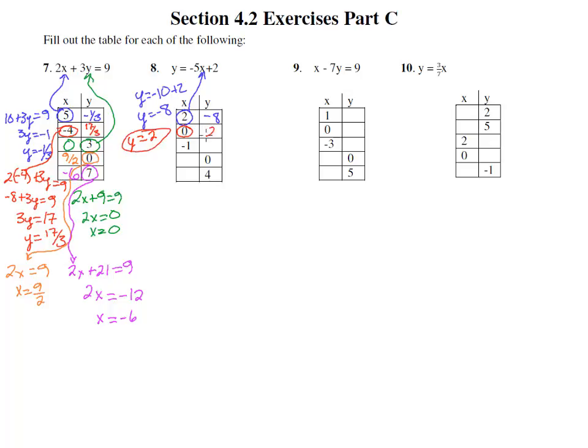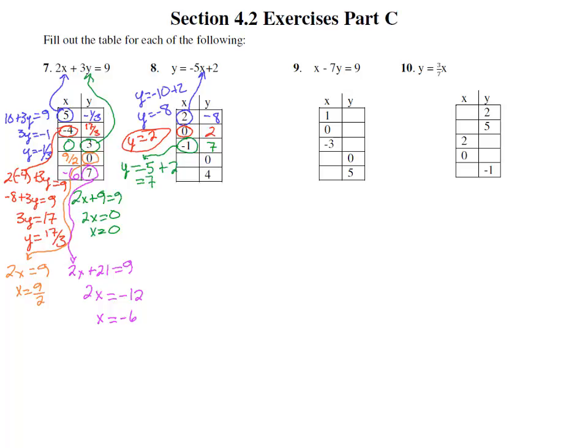That one was nice. Now we're going to do negative 1. We stick that in for x. So the negative 1, let's write that down here. So we get y equals negative 5 times a negative 1 is a positive 5 plus 2. And that's just 7. That equals 7.